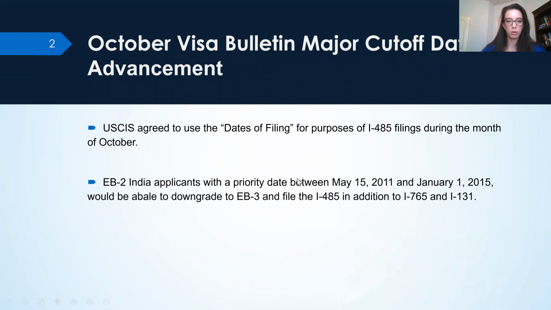So just a short intro. As you probably already know, some of you are already filing. USCIS agreed to use the dates of filing for purposes of I-485 filings during the month of October, which is a big deal. They usually don't do that. And EB2 India applicants with priority dates between May 15, 2011 and January 1st, 2015 would be able to downgrade to EB3 and file the I-485 in addition to the I-765, which is the work authorization, and the I-131, which is the advance parole or travel document. So this is just a small intro, so we are all on the same page.